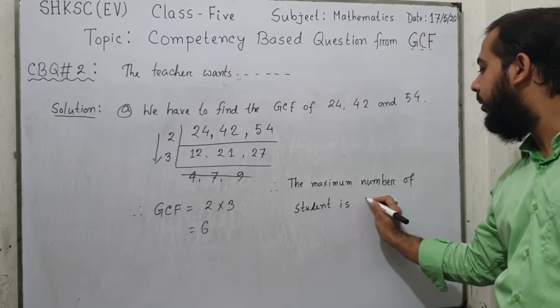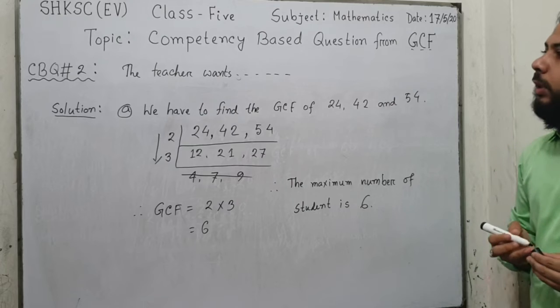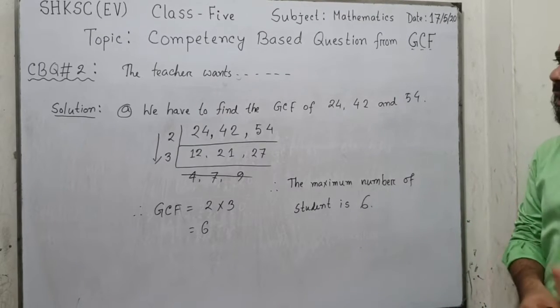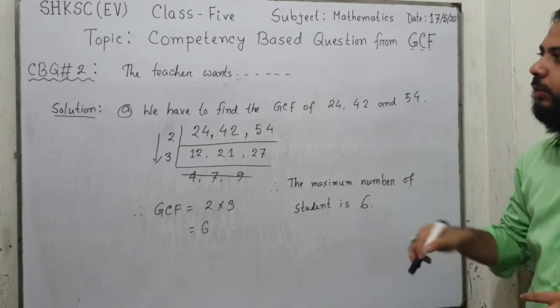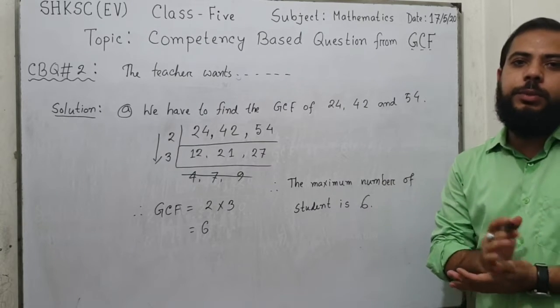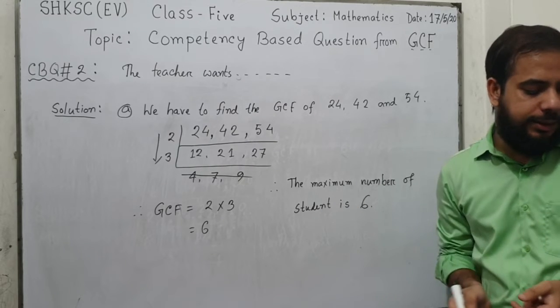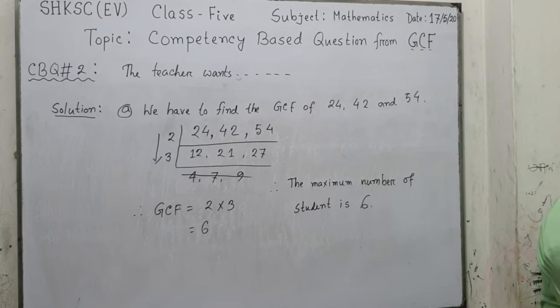The maximum number of students is 6, which completes answer A. So now I think you can understand. Pause the video from time to time and practice. Now let's begin question number B.